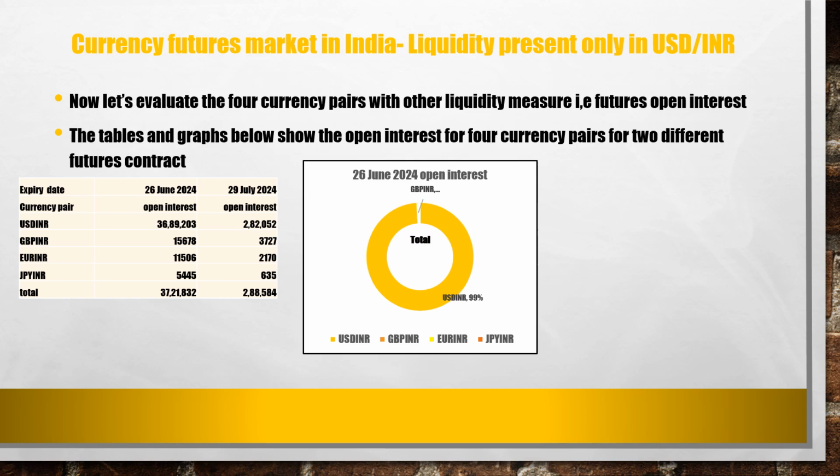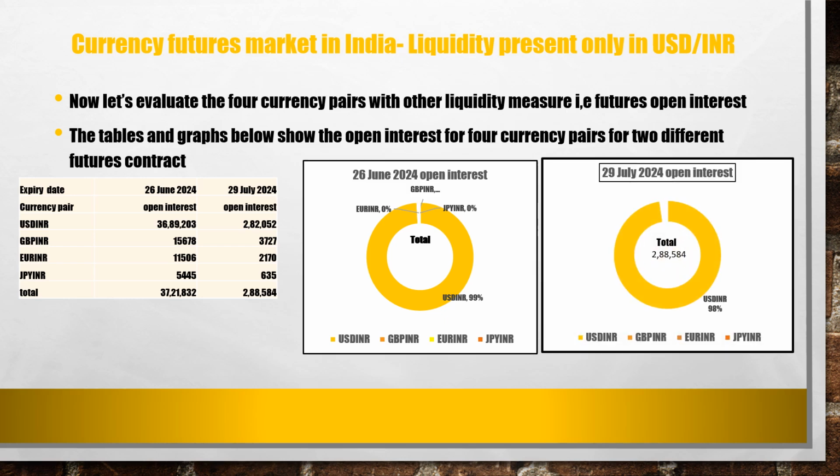USD INR's open interest comprises 99% of the total open interest as of the 26 June futures contract. The three other currency pairs comprise the remaining 1%. Similarly, for the 29th July contract, 98% comprises USD INR, and the remaining 2% comprises the other three pairs.